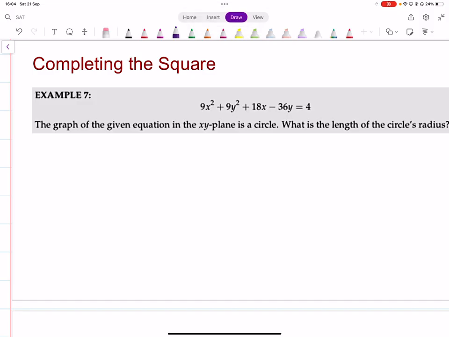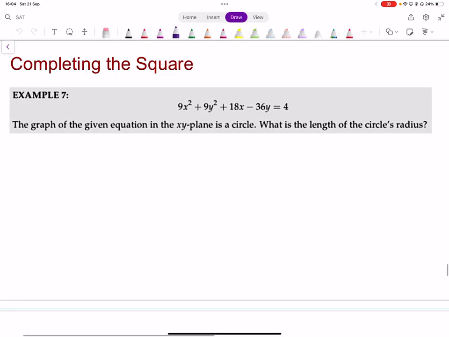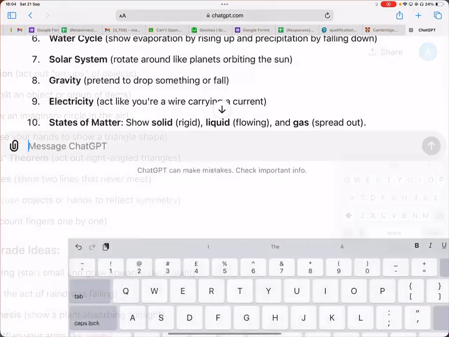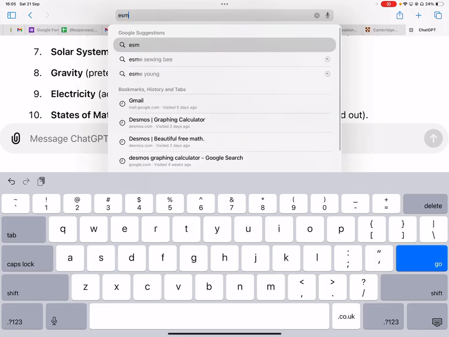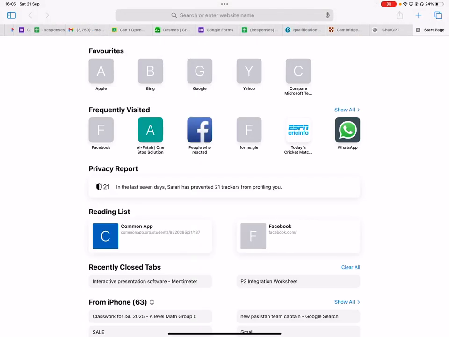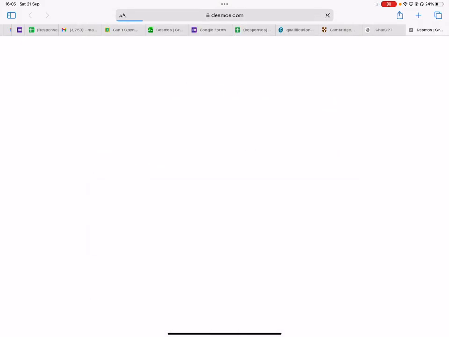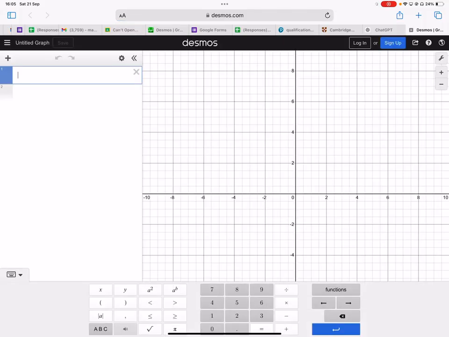Any guesses? Desmos. We could just sketch this on Desmos. Put this whole thing on Desmos. Without completing the square, you can write down the radius directly. Let's do that. So this is Desmos. Just put that equation directly here and see what that gives you.